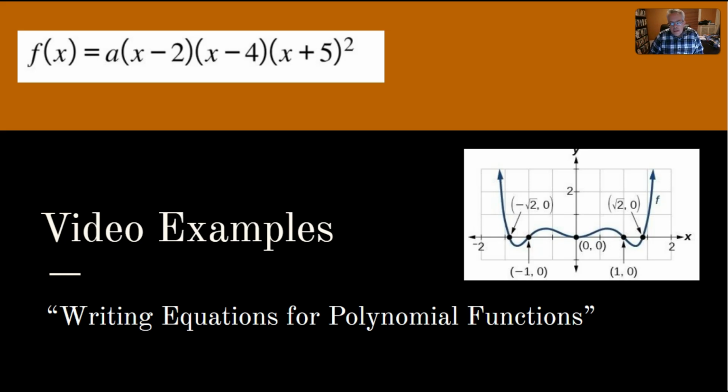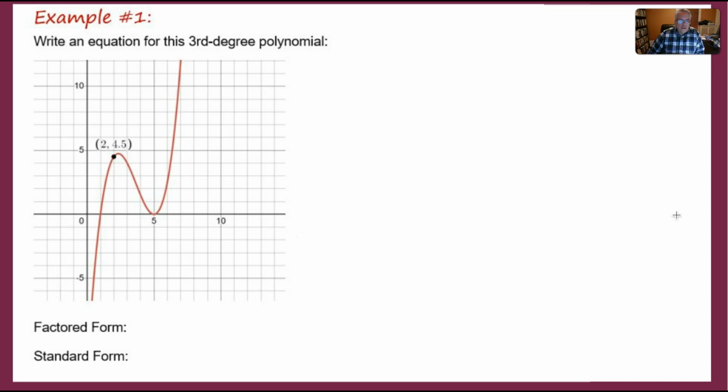We're going to do 3 examples of writing equations for polynomial functions. It's very similar to what we did with quadratic functions a little bit ago. All right, here we go. So first we have this cubic polynomial, third degree, and we want to write an equation for it. The information we're going to use are the roots of the function and the given point that's marked there.